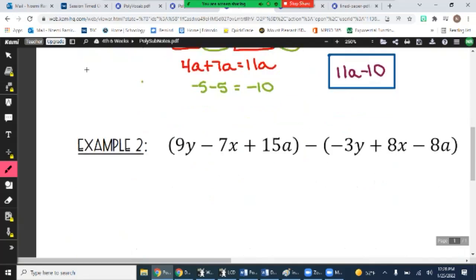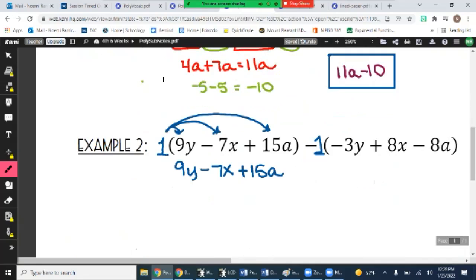All right. How many terms do we have here in each one? 2, 3. Oh, 3, making this a trinomial, tri. So let's go ahead and put our ones, and let's distribute. 1 times 9y is still 9y. 1 times negative 7x stays as negative 7x. 1 times 15a is 15a.